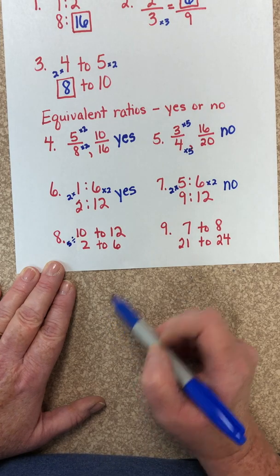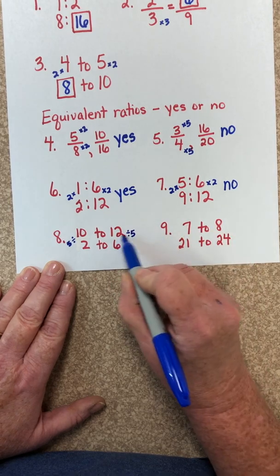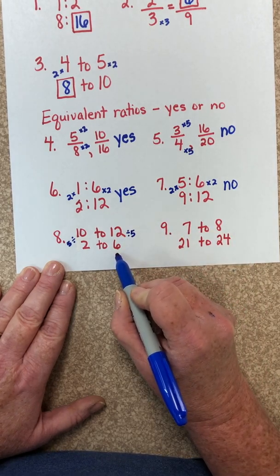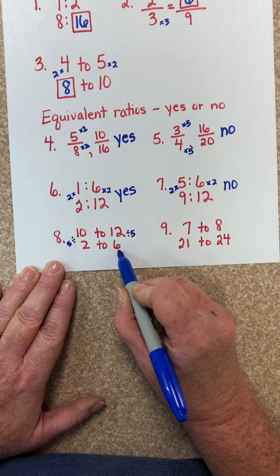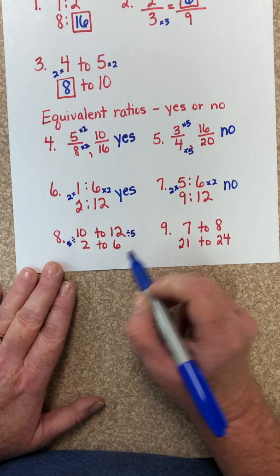Yes. Now let's do 12. 12 divided by 5. 12 divided by 5 is 6. Okay, could I do 6 times 5 to get 12? No.